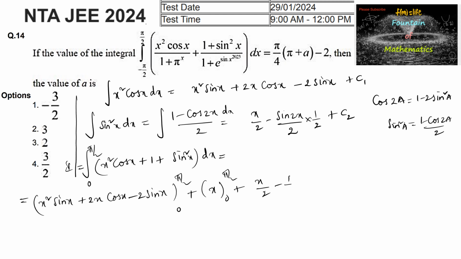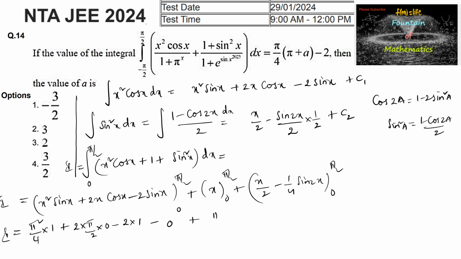and integration of sin square is x upon 2 minus 1 by 4 sine 2x over the limits 0 to pi by 2, which on simplifying you will get pi square by 4 into sine pi by 2, which is 1, plus 2 into pi by 2 cos pi by 2, which is 0, minus 2 into sine pi by 2, which is 1, and again minus the lower part, which will be 0. And here also pi by 2 minus 0, and here pi by 2 divided by 2, that is pi by 4, minus 1 by 4 times sine pi, which is 0, and again the lower part is 0.